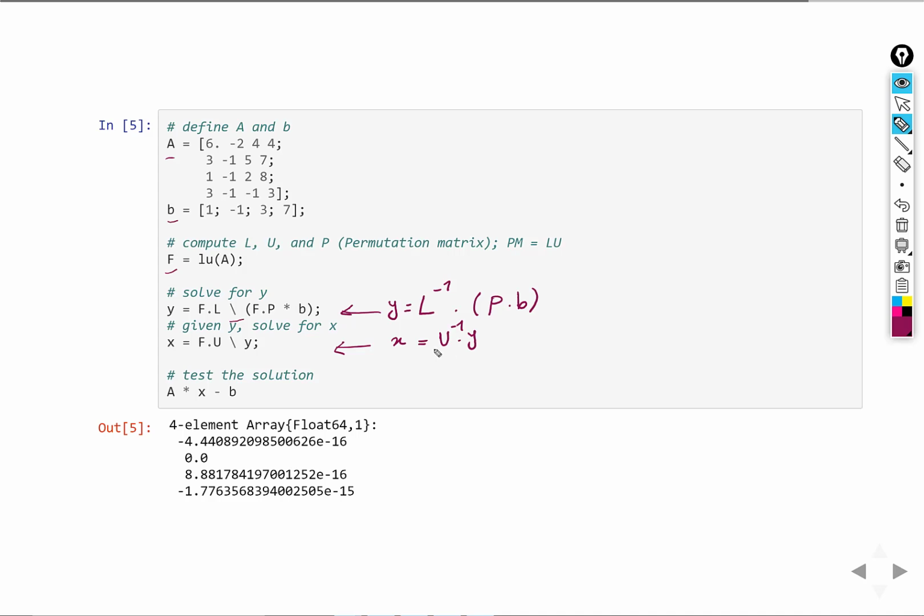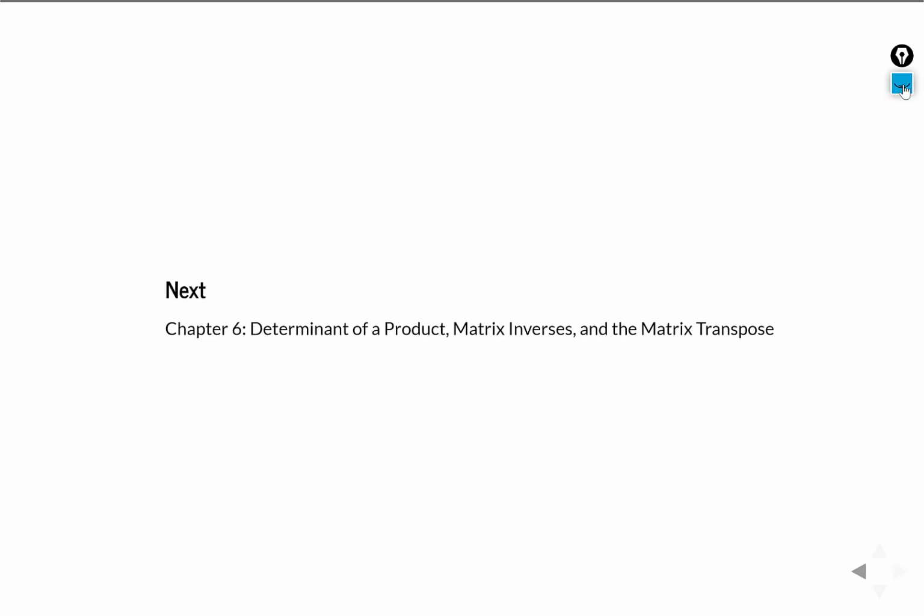To test if X is the solution indeed, we can calculate A times X minus B. And we see that up to the machine precision for Float64 numbers, the difference is effectively 0. In the next chapter, we're going to look into the determinant of the product, matrix inverses, and matrix transpose.